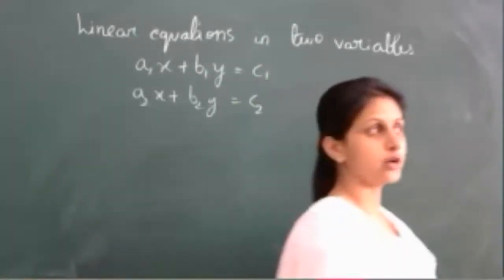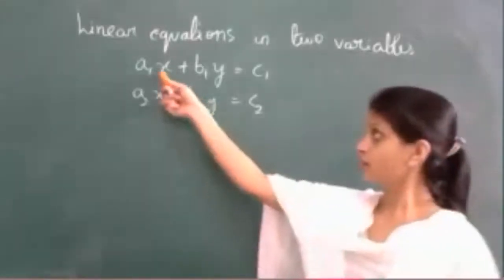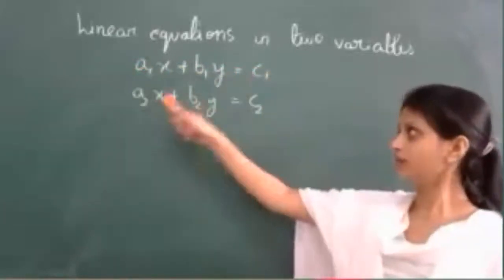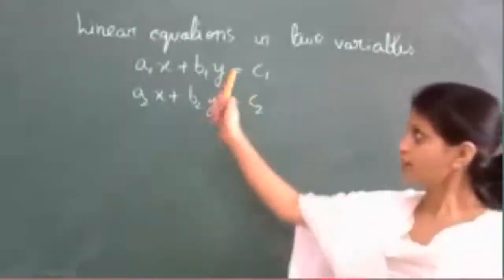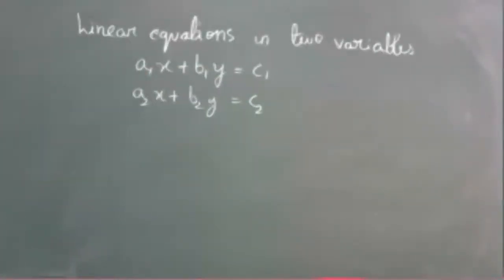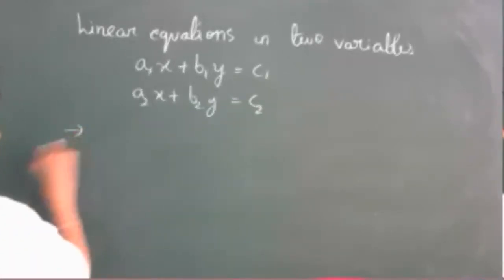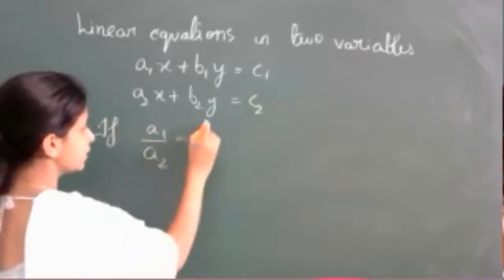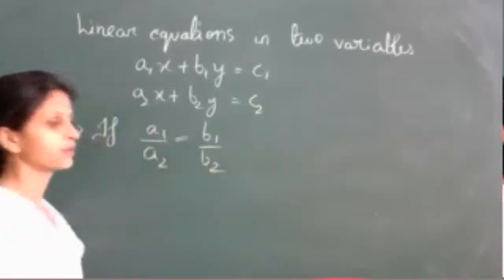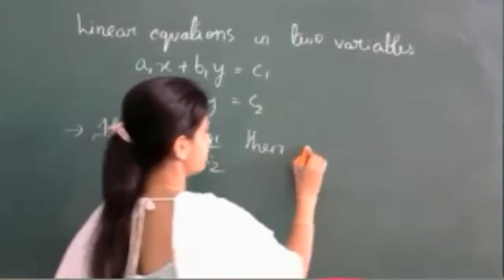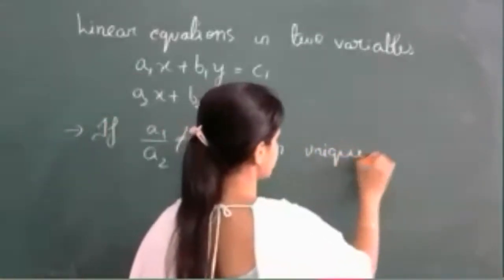Here you can observe the two variables are x and y, and a1, b1, c1, a2, b2, c2 are all real numbers. So these are my two linear equations in two variables. Now what have we studied in 10th standard, students? We have studied three concepts here. First concept: if a1 by a2 is not equal to b1 by b2, then the system will have a unique solution.